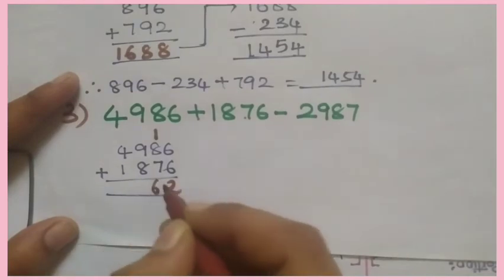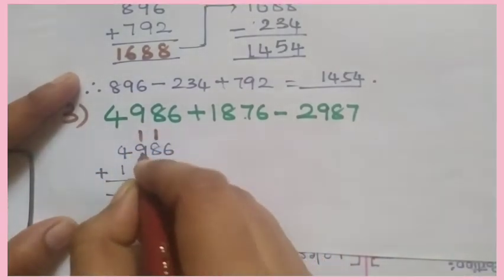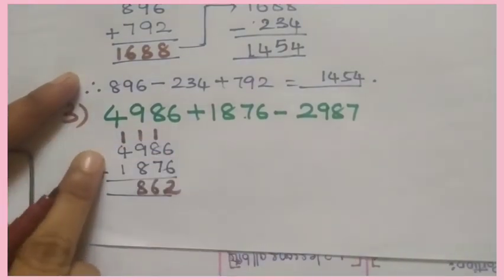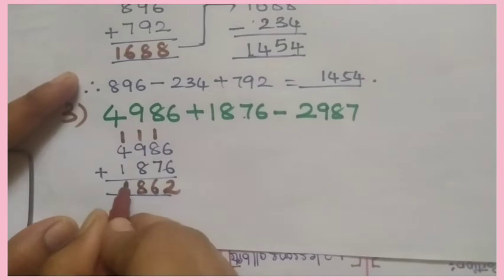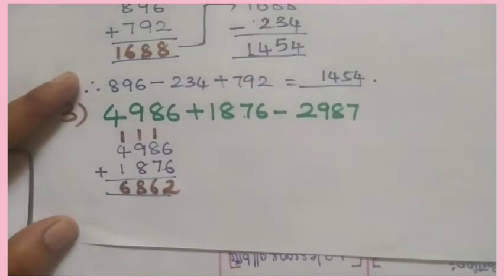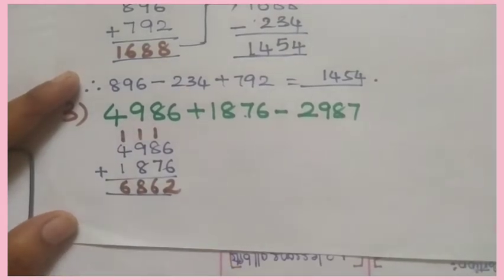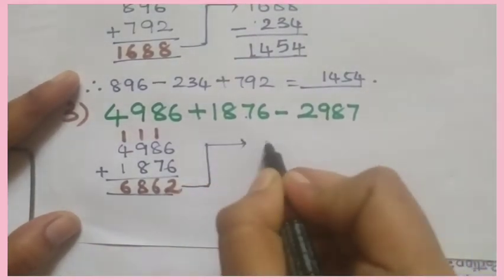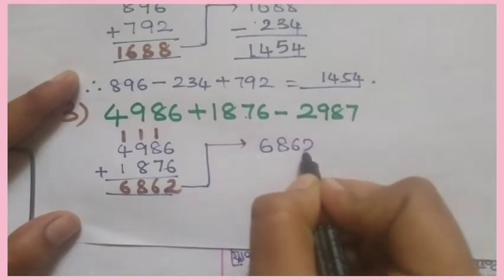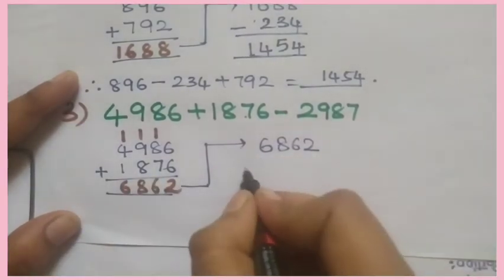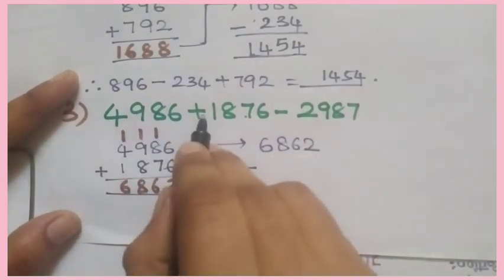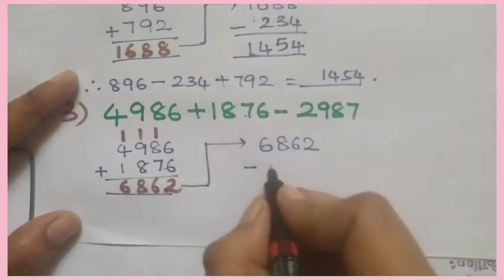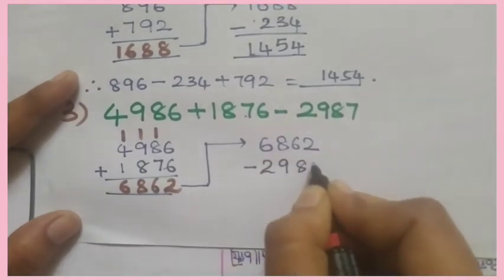16, 6 here, 1 carry, 1 plus 9, 10, 10 plus 8, 18, 8 here, 1 taken as carry, 1 plus 4, 5, 5 plus 1, 6. Therefore 6862 we got. Now this number we have to write here up, 6862. Here we did addition, so minus. In this, which one is having subtraction symbol before the number? Yes, this number is having, so we'll write this number here.